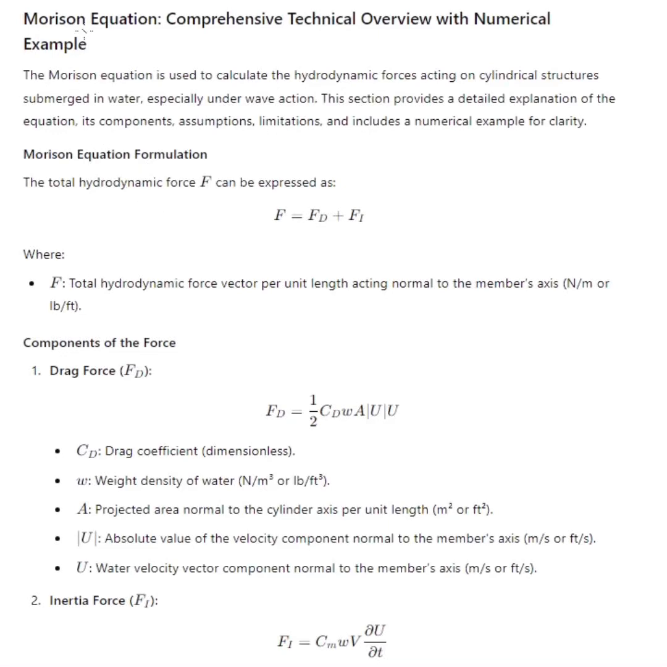Today we will talk about the Morison equation example. The Morison equation is used to calculate the hydrodynamic forces acting on cylindrical structures submerged in water, especially under wave action. This section provides a detailed explanation of the equation, its components, assumptions, and limitations, and includes a numerical example for clarity.